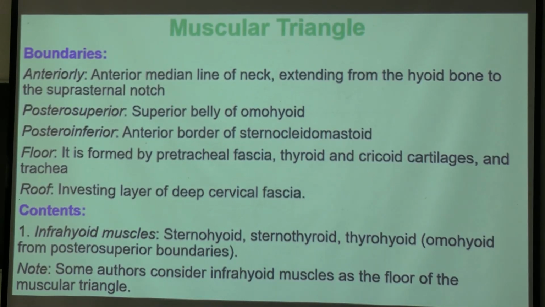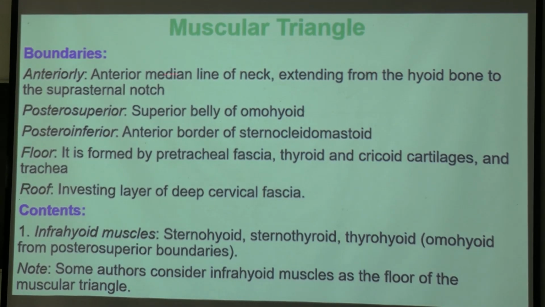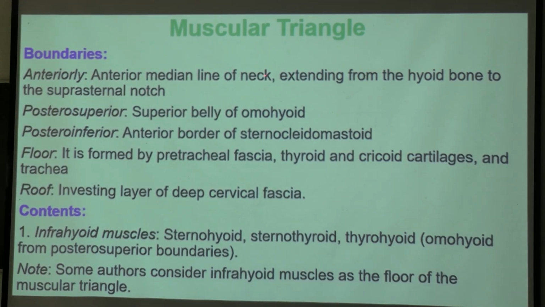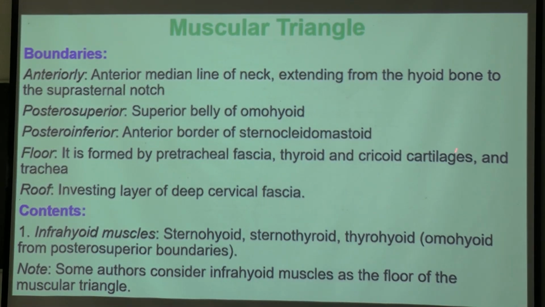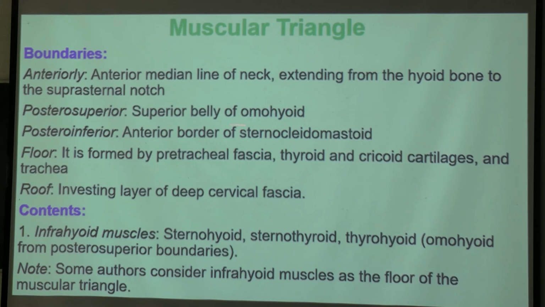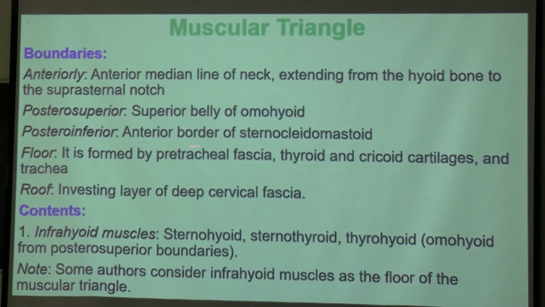Next, so we have discussed the boundaries and contents of the carotid triangle. Next, the muscular triangle. Muscular triangle boundary: anteriorly by the anterior midline of the neck, extending from hyoid bone to the suprasternal notch. Posterior-superiorly by the superior belly of omohyoid. Posterior-inferiorly by the anterior border of the sternocleidomastoid.